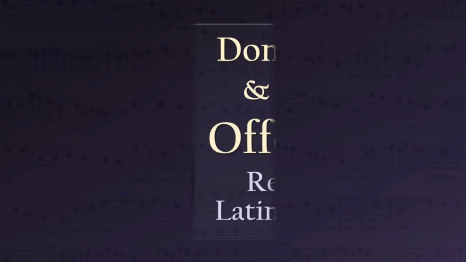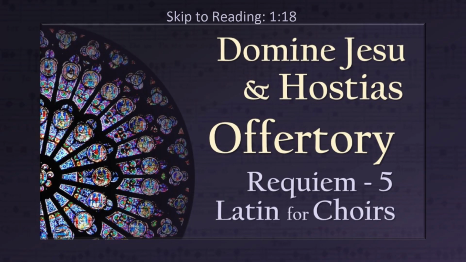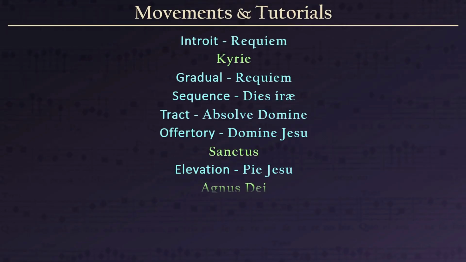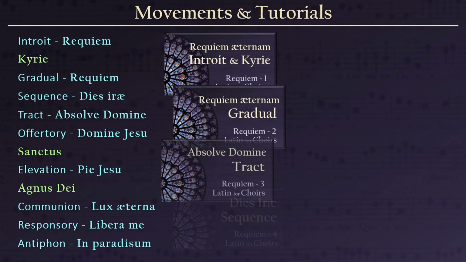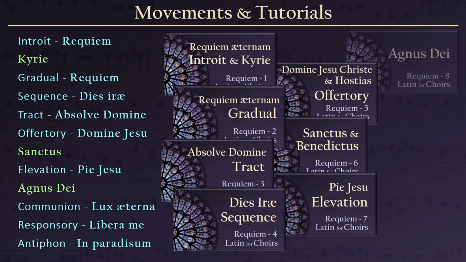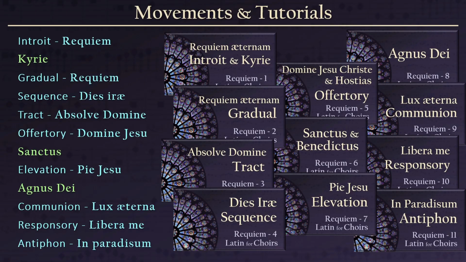In this video, I will read the Offertory, which includes both the Domine Jesu and Hostias. This is the 5th Latin tutorial of my 11-part series covering all the Latin texts of the classic choral Latin Requiem. You'll find the link to the full playlist in the description box below. It's one video tutorial for each part of the Requiem.